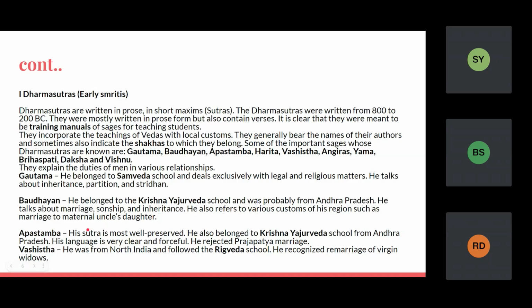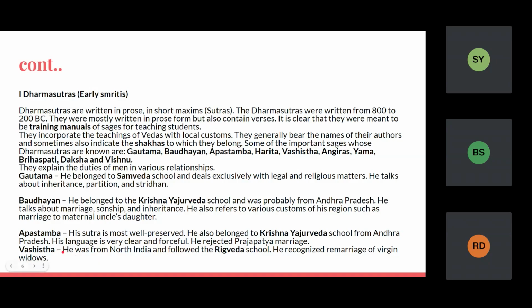In the same manner, Apastamba is another sage. His sutra is well preserved. He also belonged to the Krishna Yajurveda school from Andhra Pradesh. His language is very clear and forceful. He rejected this particular concept of Prajapatya marriage. We are also going to deal with various marriages which were performed in ancient times, so then we'll know the meaning of Prajapatya marriage.